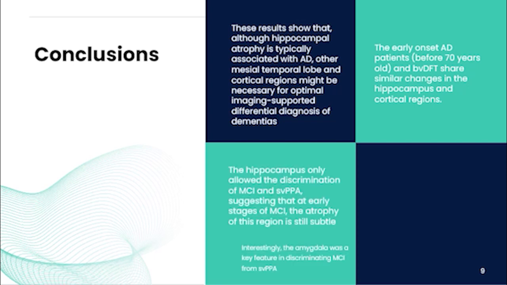And I would like to say that the hippocampus only allows the discrimination of mild cognitive impairment and the semantic variant, and the atrophy of this region can be very subtle. So further studies must be related to studying Alzheimer's versus mild cognitive impairment in these regions and other dimensions as well. And interestingly, the amygdala was quite important to discriminate mild cognitive impairment from the semantic variant as well. And since we got only a very small data set, studies with larger samples are needed to validate this finding.